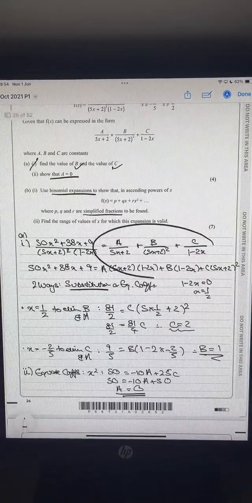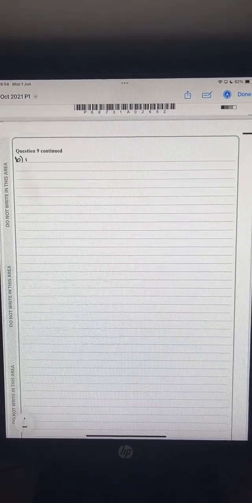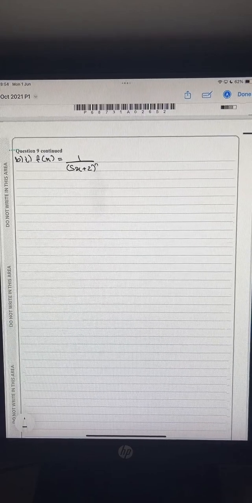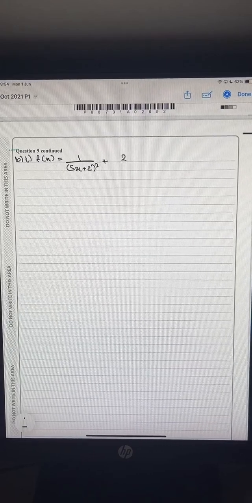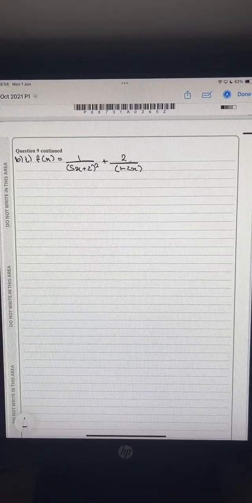So I'm going to rewrite my partial fractions with the known values of a, b, and c first, and then I'm going to walk it through step by step. So for part B1, f of x is going to be equal to 1 over (5x plus 2) squared, because b is 1, plus 2 over 1 minus 2x, because c is equal to 2, and a is 0, so I'm not even going to write that out.